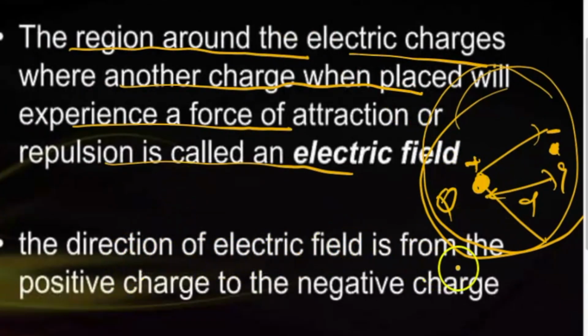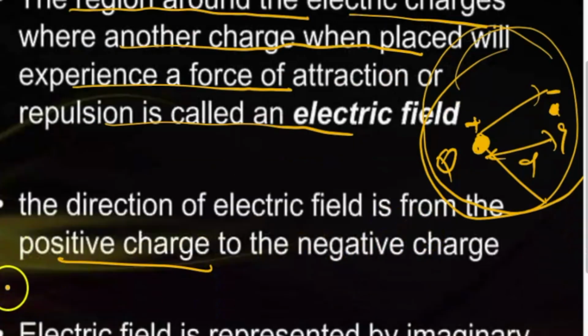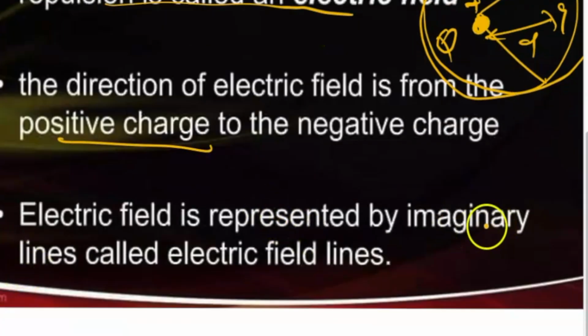Now the direction of the electric field is from the positive charge to the negative charge. Okay, and the electric field is represented by imaginary lines, that are called electric field lines.